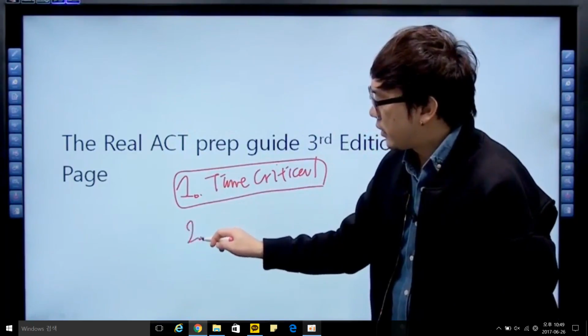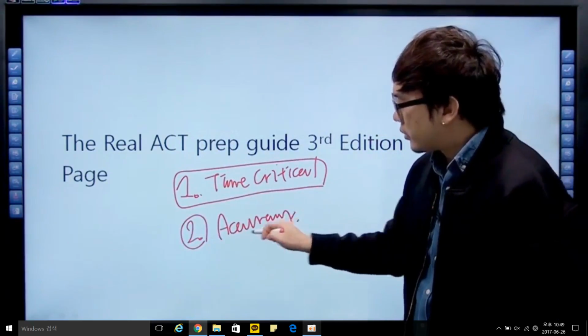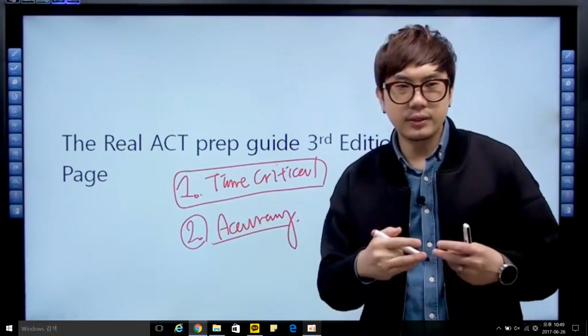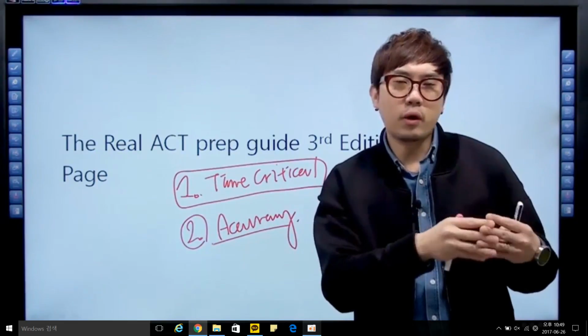The second thing is accuracy. The accuracy is very important. What do we mean by accuracy? Accuracy is how acute you can be on one of these questions.